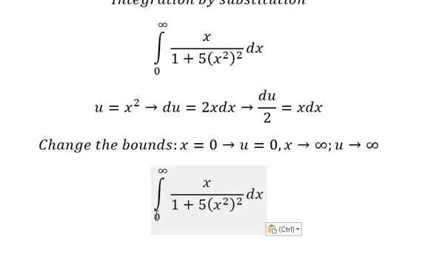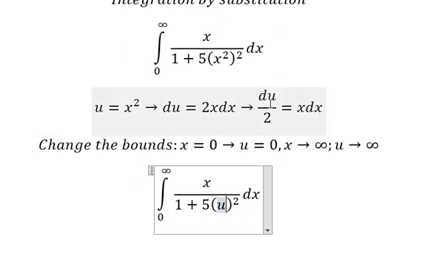So the number 0 we don't change anything. This one we don't change anything. This one we change for u. The s we change for this one.